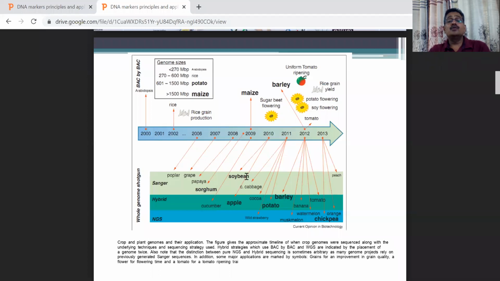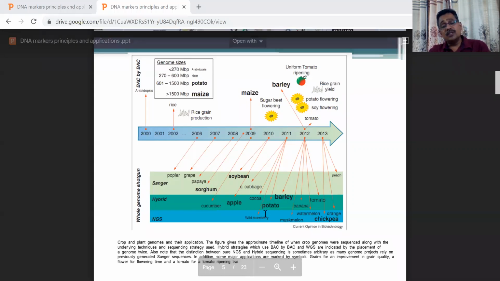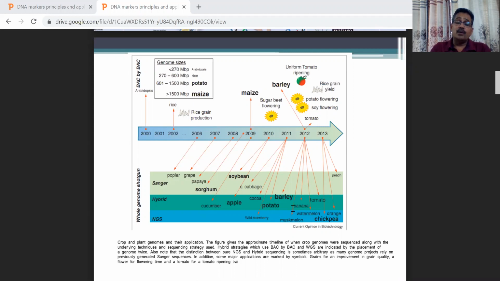But in the case of sorghum, soybean, papaya, and grape, these are the genomes where people used just the Sanger method alone. Even peach, they used it up to 2013. There are many genomes which were sequenced only using Sanger, and after that the hybrid method. And later, after 2011, this decade, mostly they use the NGS platform. In that you can see watermelon, orange, chickpea, muskmelon, wild cherry, many genomes being sequenced.